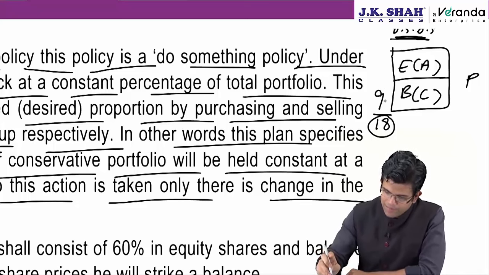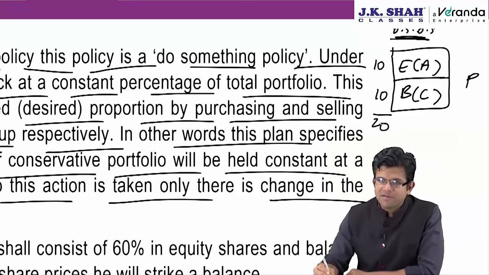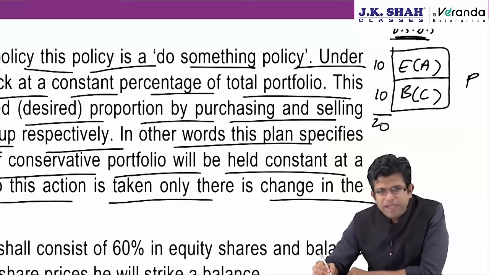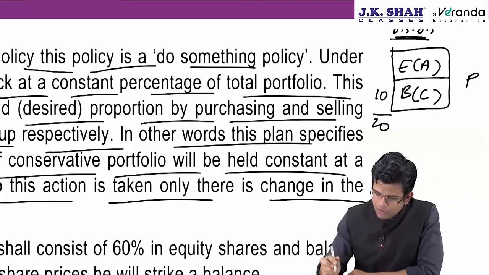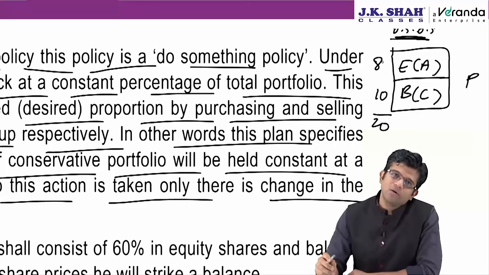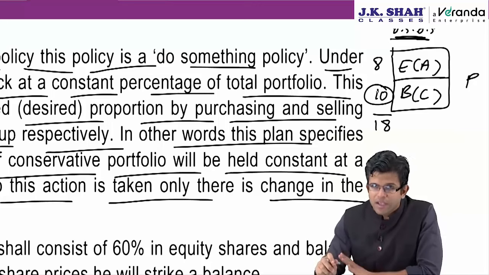Which means again I'll repeat, earlier it was 10, 10 and 20, correct? 50% was in equity, 50% was in bonds, 20 was the total portfolio. Then let's say this 10 goes down to 8, okay? 10 goes down to 8. What will the portfolio value go down to? 18. See, this will not change because they are bonds, they are fixed, correct?